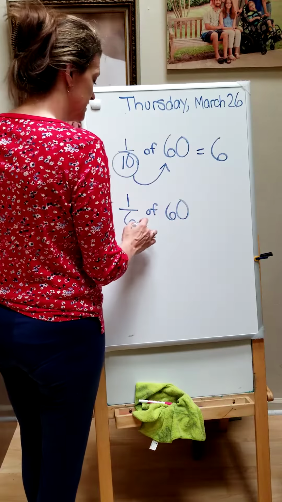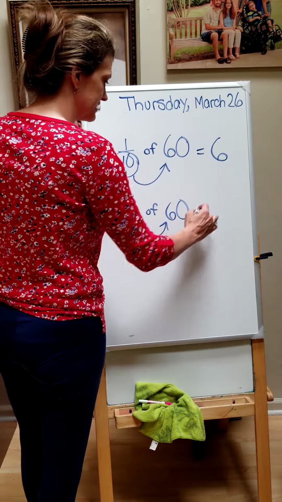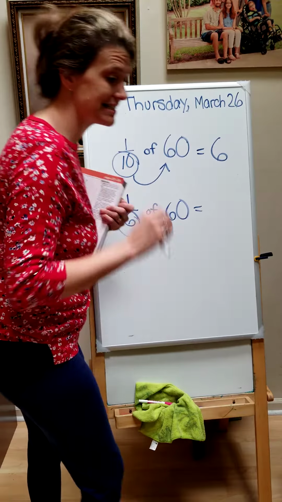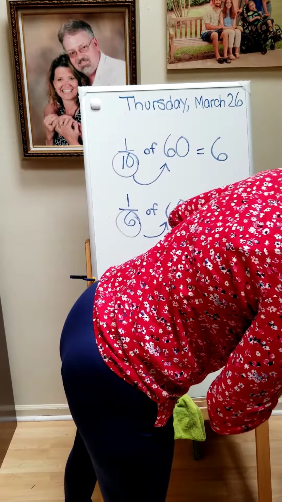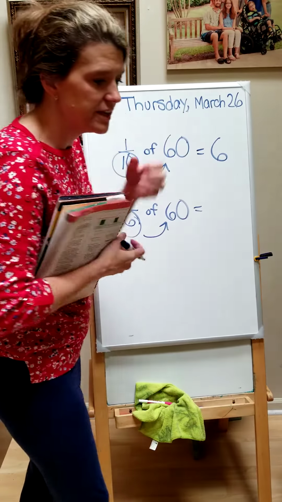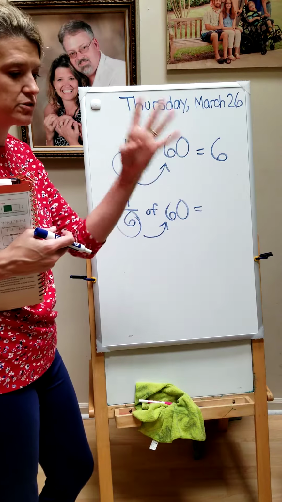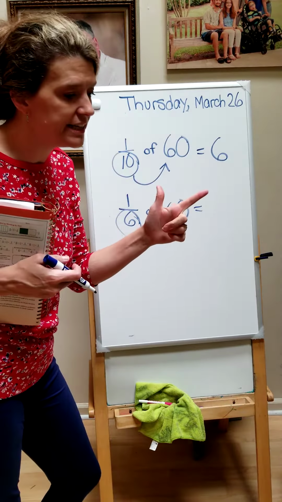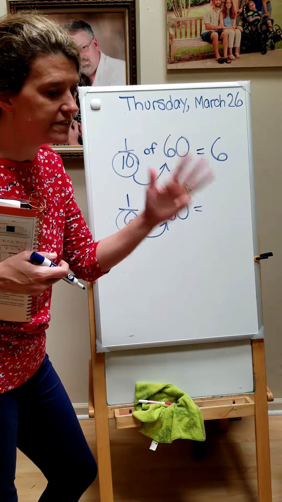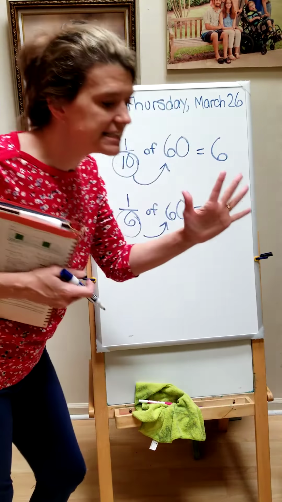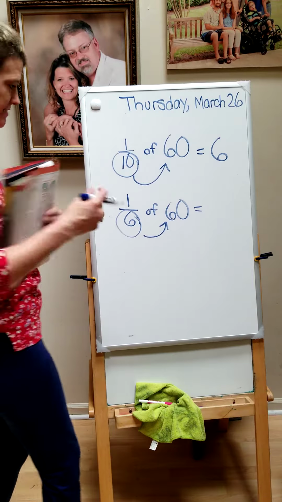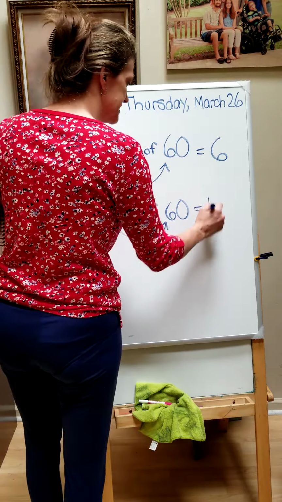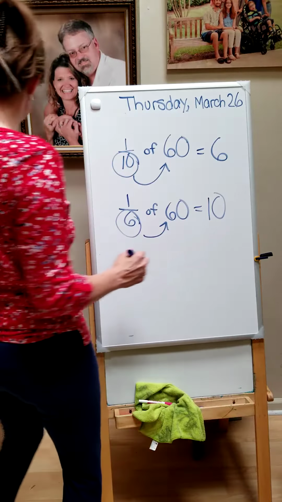Going across, 1/6 of an hour, which is 60 minutes. 1/6 of 60. So 6 into 60. If I were going to sing my sixes song, are you sleeping, Brother John? 6, 12, 18, 24, 30, 36, 42, 48, 54, 60. Okay, 10. All right? 6 into 60 is 10.